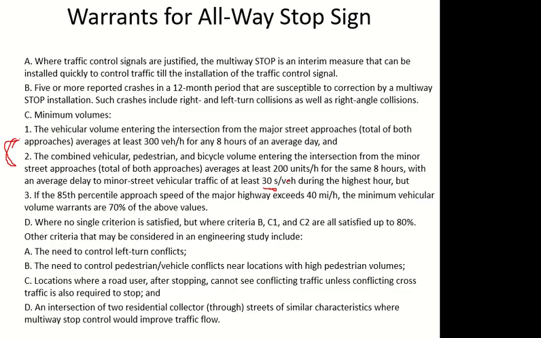If the speed on the main road is more than 40 miles per hour, and you meet 70% of these conditions, so not 300 but 70% of 300, not 30 seconds but 70% of 30 seconds, and the speed is more than 40 miles per hour, then you will go for an all-way stop sign.